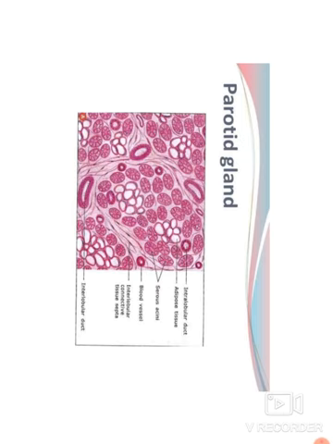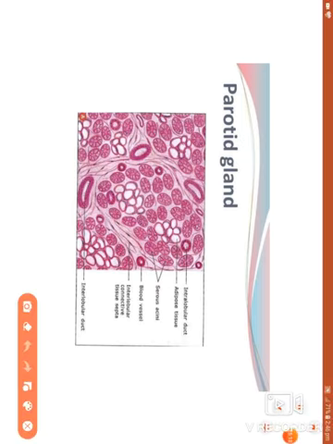Then here you can see the structure of the parotid gland. See, this is one lobule, this is the other. This is the interlobular connective tissue, and there you can see the interlobular ducts. These are the serous acini: pyramidal cells, nucleus to the base, zymogen granules which take the eosinophilic stain, giving them a deep pink color.